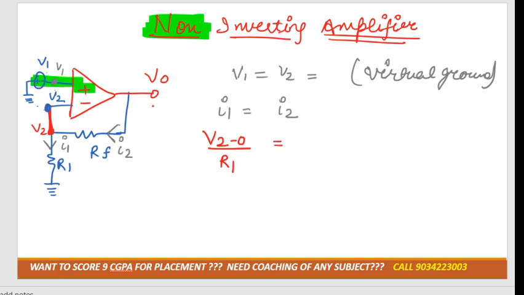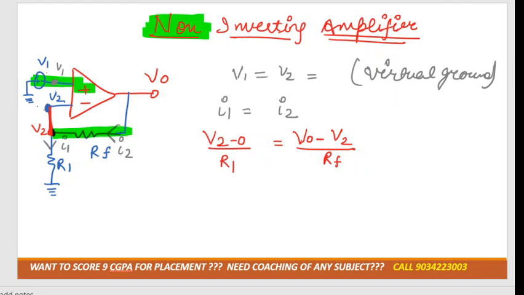Similarly, tell me about I2. Is I2 moving from V0 to V2 or from V2 to V0? Just see the direction carefully. It is moving from V0 to V2. So what can I write down? V0 minus V2 divided by RF, because there is no 0 over there. There is some potential V2. Okay, so for this we'll get the value.